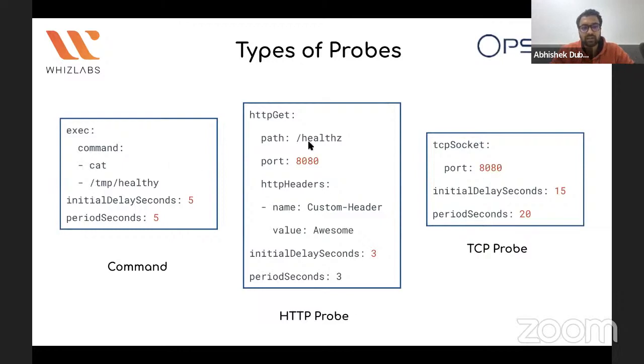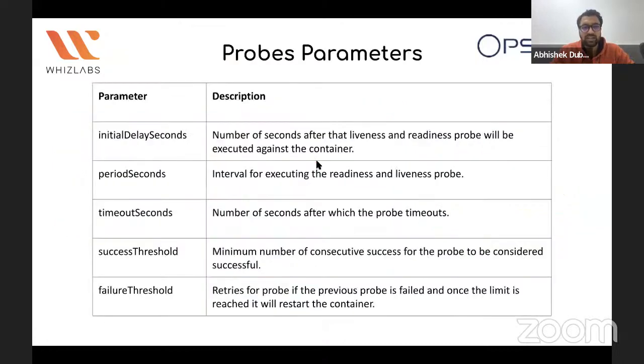So for example, I know that my 8080 port takes like 2 to 3 seconds to come up. So I can say to wait for 3 seconds before executing my probe on the 8080 port. So the initial delay seconds is the number of seconds we define for the liveness or readiness probe, which will be executed against the container. So it will take that much delay time, and after that, it will make a request to the particular container.